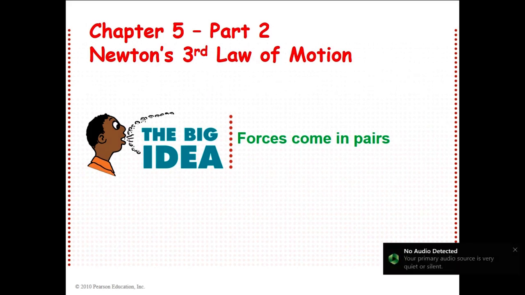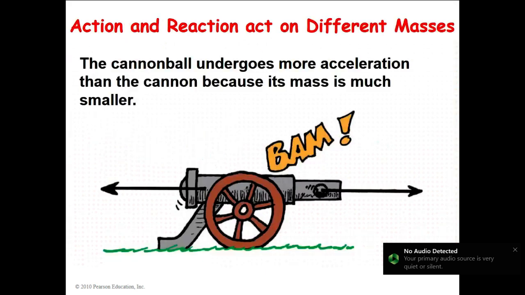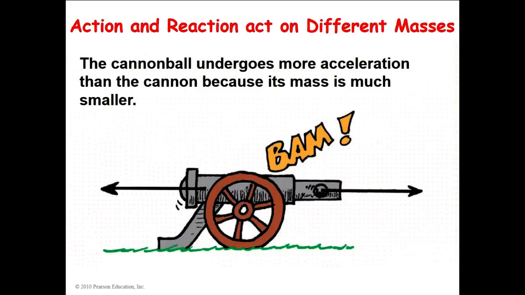Chapter 5, Part 2, Newton's third law of motion. We mentioned before that action and reaction forces act on two different objects. That's two different masses. Look at the example here. We have a cannonball sitting initially inside a cannon. The two objects in the picture are the cannonball, which has a small mass, and the cannon, which has a big mass. Initially, everything is at rest.